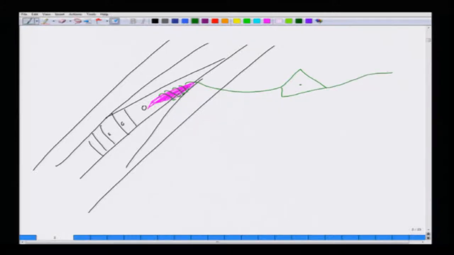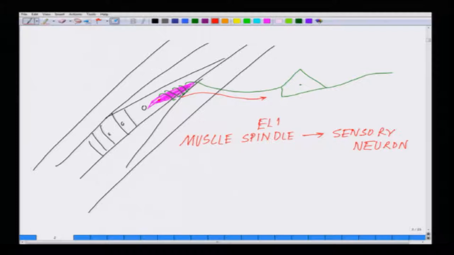So, our pertinent question is how this signal is transmitted from this muscle spindle to the sensory neuron, and what we know about it in terms of its electrical signature. How is this electrical signal transfer taking place?